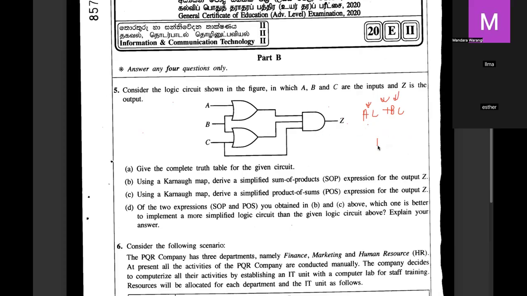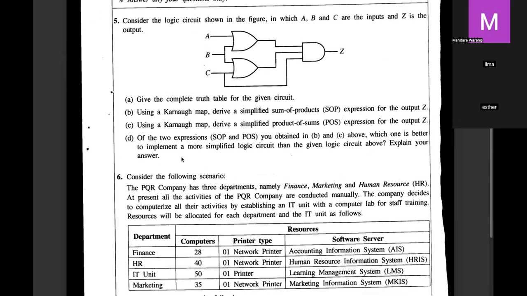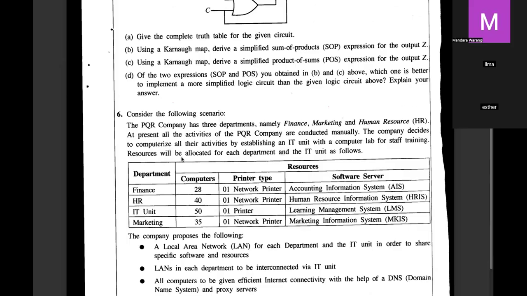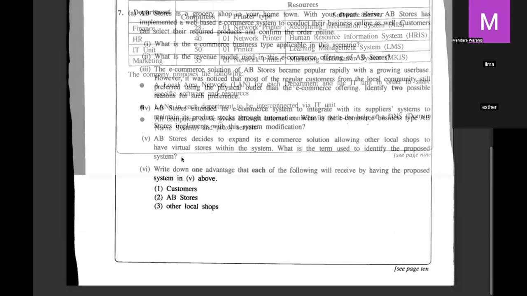Are you clear with the logic gates question? Yes. Okay, then we are moving to the next question, the network question. Shall I give you 10 minutes just to complete the question?